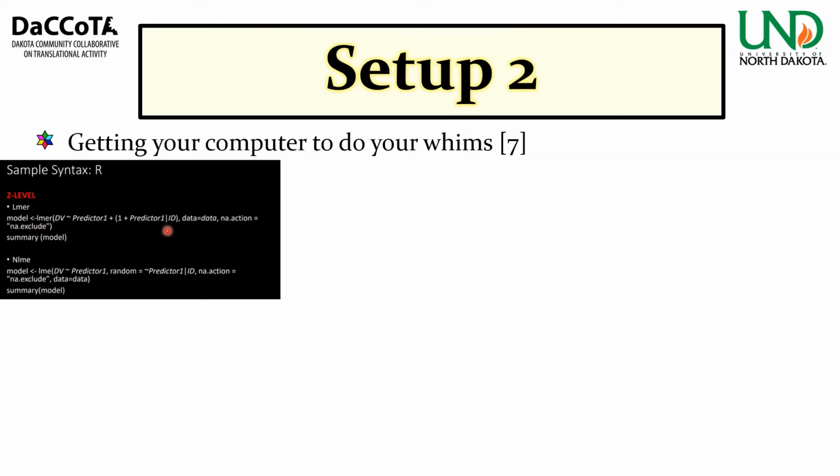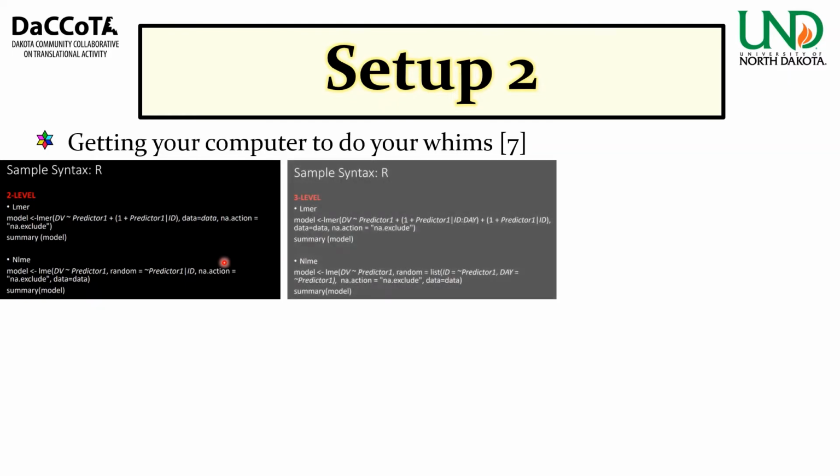This is for random slopes and intercepts. If you just want random intercepts, you just keep this as 1 and not have the predictor here. Also, you can simplify this writing for the slope and intercepts by not having the 1, just have predictor and then your grouping variable ID.